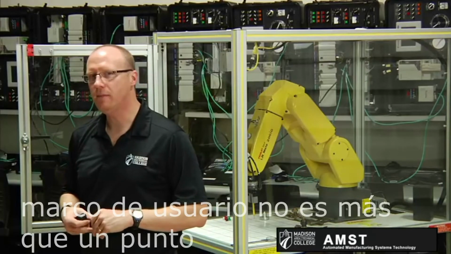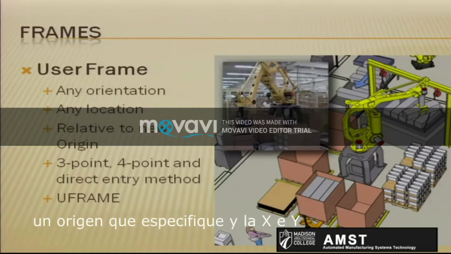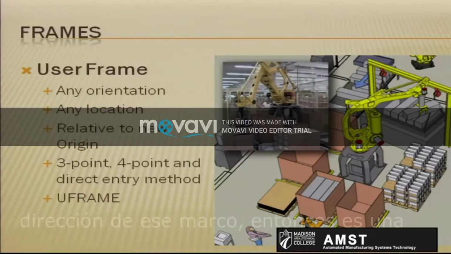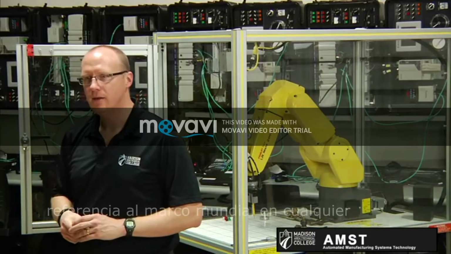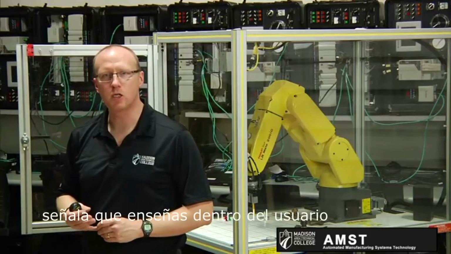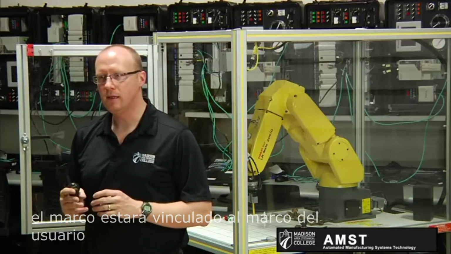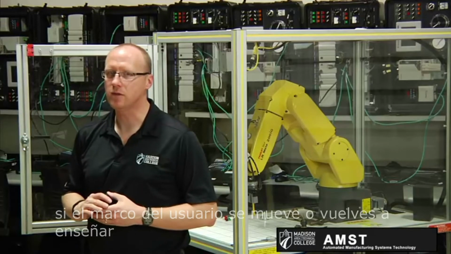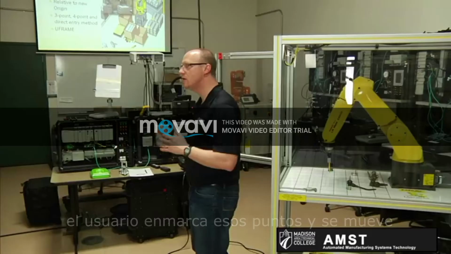A user frame is nothing else than a point, an origin you specify, and the X and Y direction of it. That frame then is a reference to the world frame. And any point that you teach within the user frame will be tied to that user frame. So if the user frame moves or you reteach that user frame, those points move along with it.